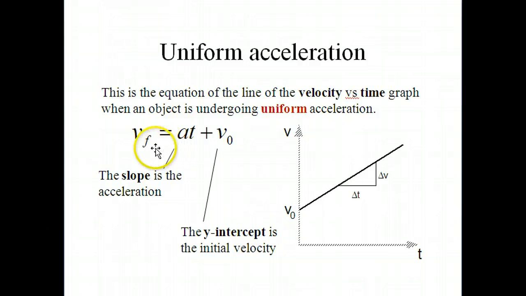This is a form of y equals mx plus b. Y is your final velocity. A is the slope of the line, acceleration, that's m. X would be t, your time interval. And v sub o is the y-intercept, which is your initial velocity right here. As you can see on the graph, it shows you the slope being rise over run, delta v over delta t, which would be a, the slope of the line.